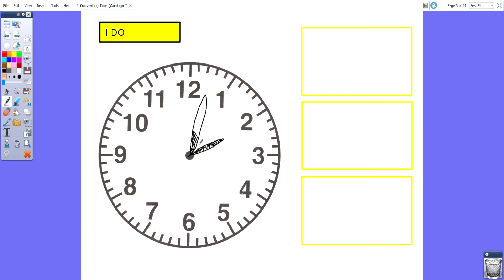So these 2 hands tell us 2 different things about the time. I would suggest starting with the larger hand. So the larger hand tells us the number of minutes that have passed the hour. So that's the minutes hand. The smaller hand tells us the number of hours. So when you're reading the time from a clock face, I would suggest starting with the minutes hand.